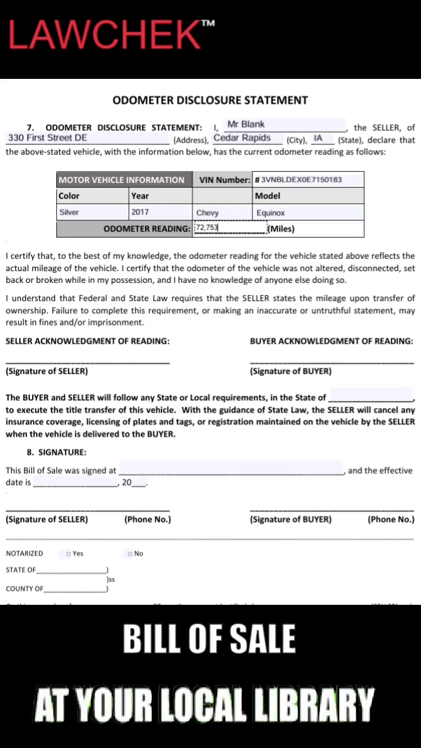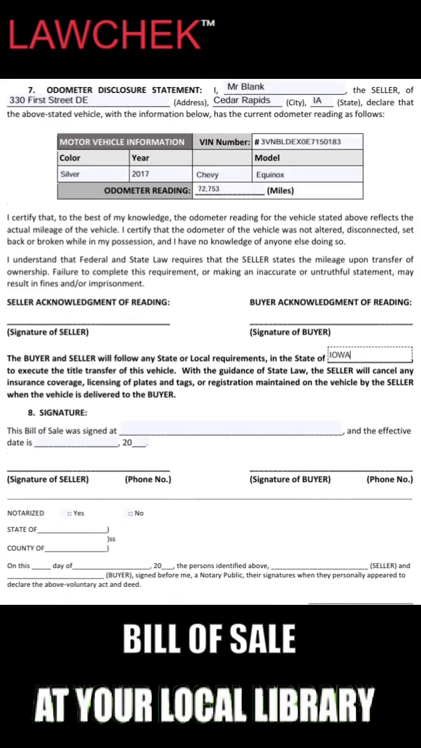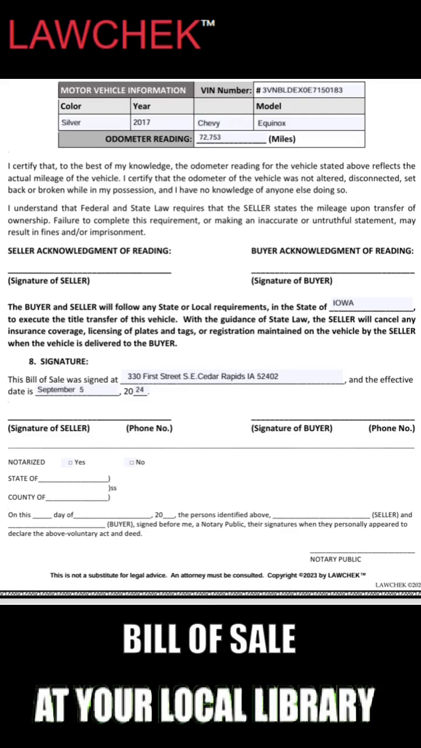Finally, this bill of sale. The buyer and seller will follow any state or local requirements in the state of, and place your state there, for the transfer and the title of this vehicle. With the guidance of the state laws, the seller will cancel any insurance, license tags, plates, or other registration when this transfer takes place. The final thing that we're going to do on this bill of sale is add the effective date. Now, the seller will sign, and the buyer will sign it, and this is the signature area, and then they can put their phone number. Some states and jurisdictions may require a notary, not all. You've completed your bill of sale.